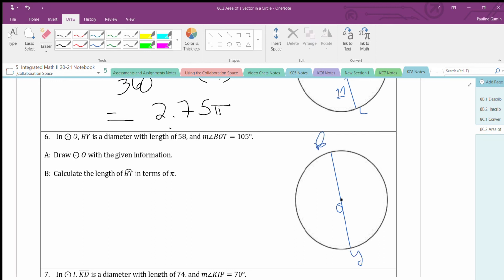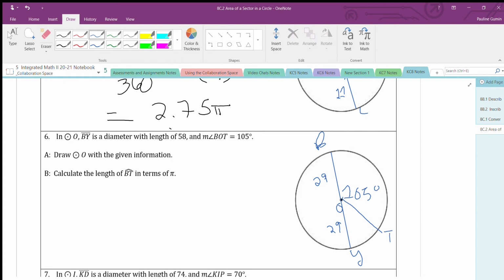BY is the diameter, with a length of 58, so that means 58 divided by 2 is 29. There we go. And the measurement of angle BOT is 105. Let's draw it like this. This looks more like 105 degrees. There's a T there.